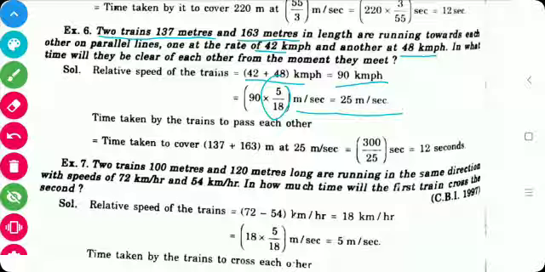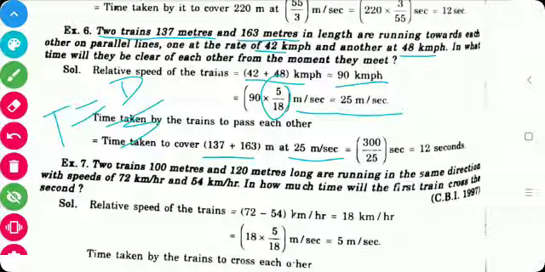So the time taken by the trains to pass each other is the time taken to cover the addition of the lengths of the trains. So the addition of the lengths is 137 plus 163, which is 300, at the relative speed of 25 meter per second. Time is equal to distance upon speed. So distance means length is 300 upon speed is 25. So 300 upon 25, it requires 12 seconds to clear each other.